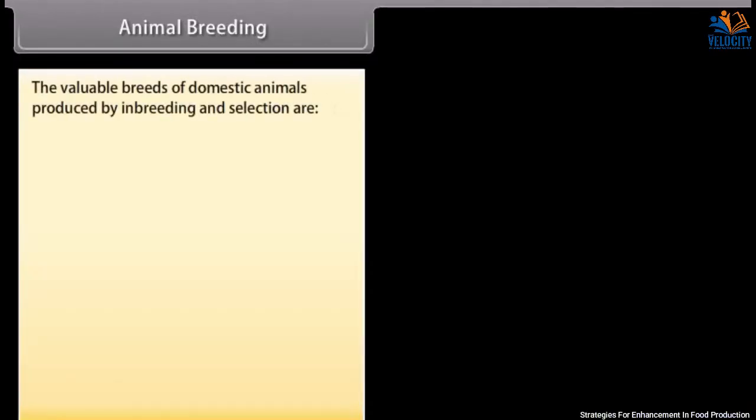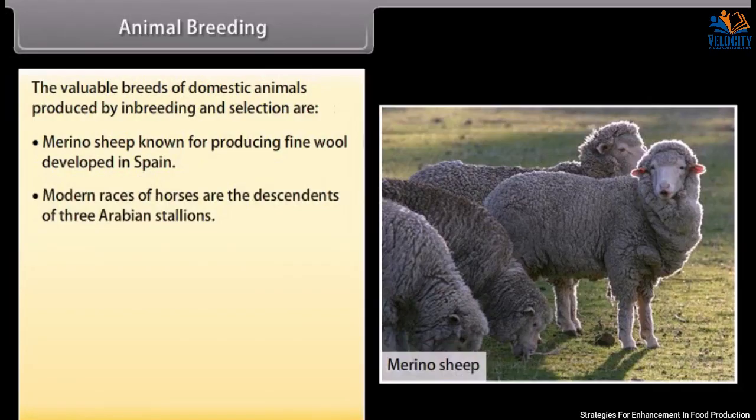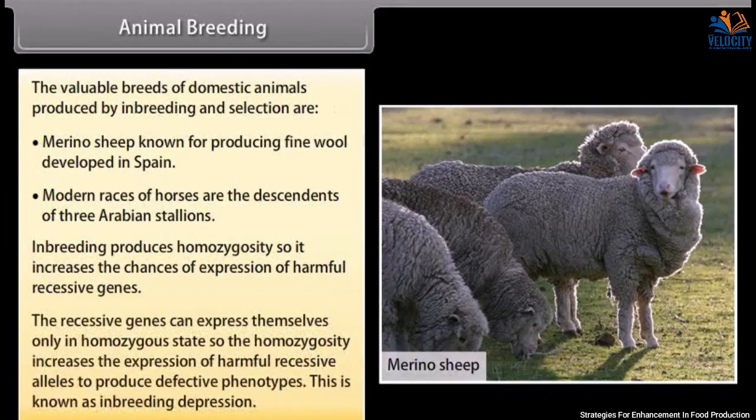The valuable breeds of domestic animals produced by inbreeding and selection are: Number 1. Merino sheep, known for producing fine wool, developed in Spain. Number 2. Modern races of horses are the descendants of 3 Arabian stallions. Inbreeding produces homozygosity, so it increases the chance of expression of harmful recessive genes. The recessive genes can express themselves only in the homozygous state, so the homozygosity increases the expression of harmful recessive alleles to produce defective phenotypes. This is known as inbreeding depression.